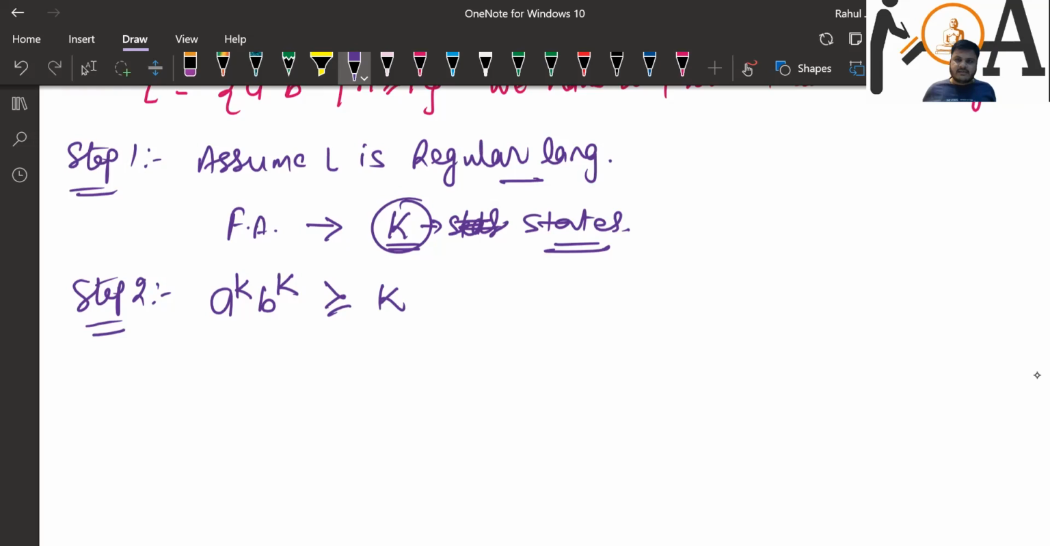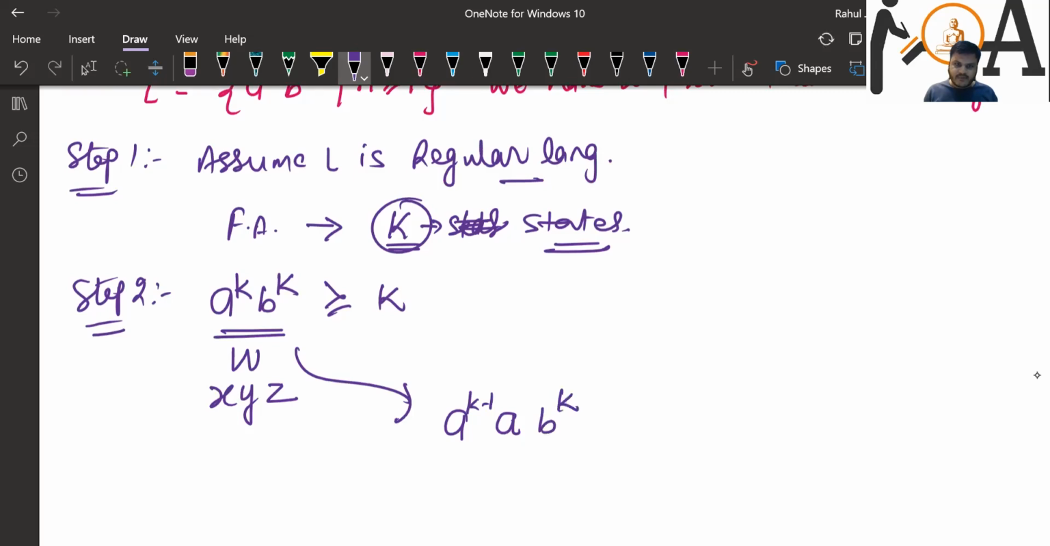However, we cannot prove that any language is regular on the basis of that, but only that it is non-regular. So I can break the string W into three substrings X, Y, and Z. I can break it like this: A, and in between, A to the power K minus 1 and B to the power K, because K is a certain number of states.